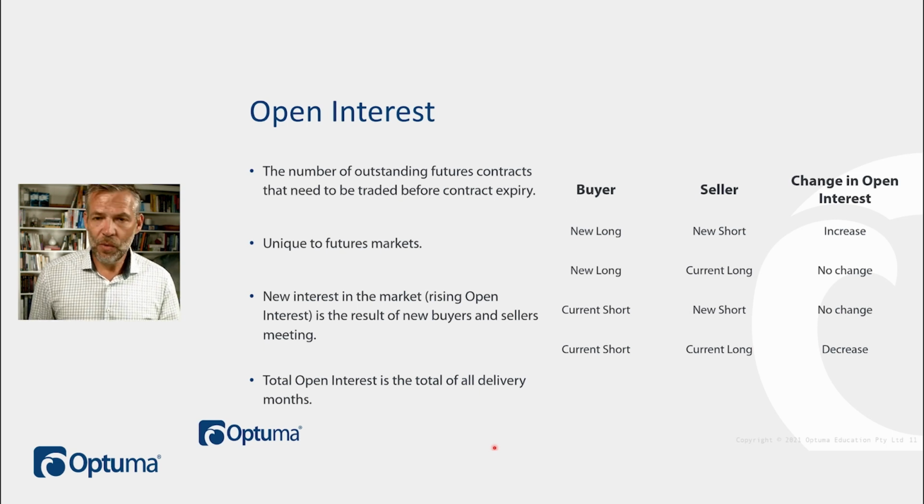So if I come and I want to buy, but there's an existing holder who wants to sell, well, that's not going to change the open interest because the seller in that situation already has a contract and they have to deliver on that contract at the delivery month. If I buy from them and they're the person I transact with, that doesn't change the open interest. All that's changed is the obligation has shifted from the seller to me as the buyer. And so that's why you can get these trades going on and volume going up, but no change to open interest. The total open interest is the total for all delivery months.